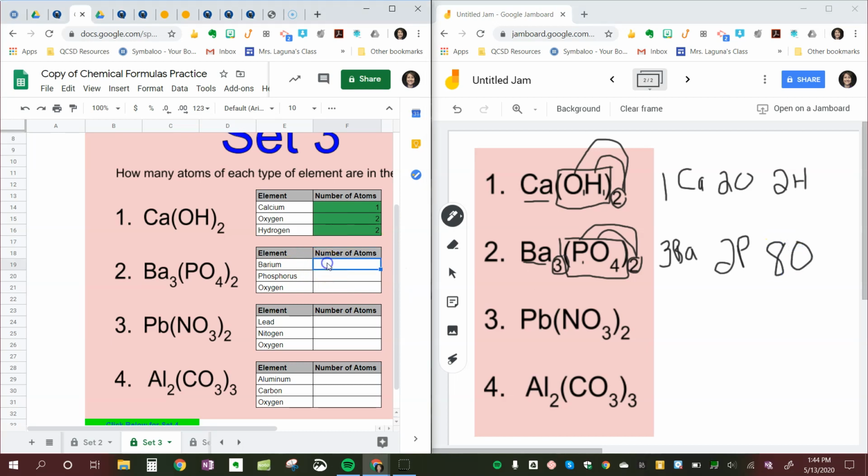So let's try that on our answer sheet. 3, 2, and 8. If you think you have it, stop the video and try the next 2 on your own, and then you can start the video to check.